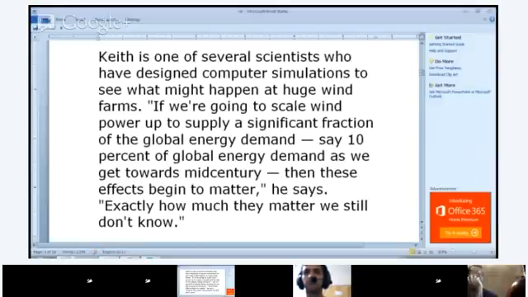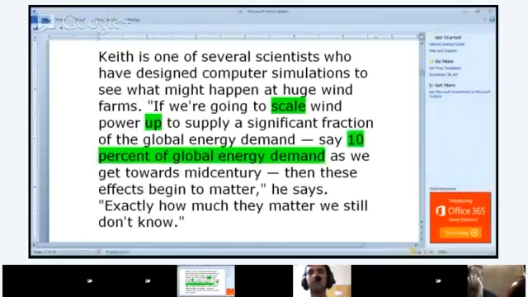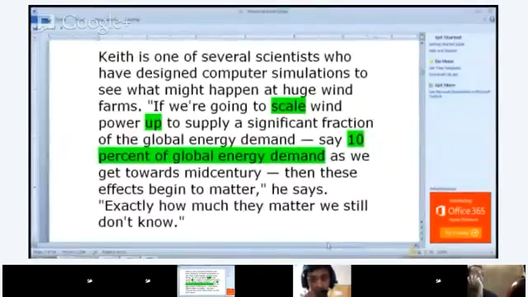Okay, and so the world is talking about scaling up wind power, increasing it, and getting to 10% of global energy demand. So that's kind of interesting. When is the mid-century?